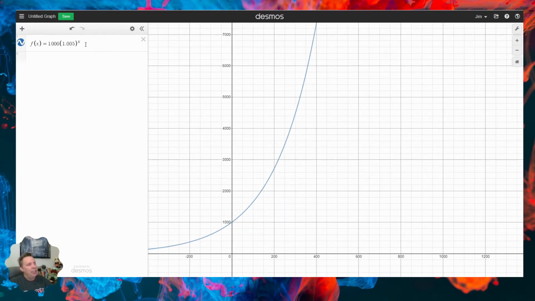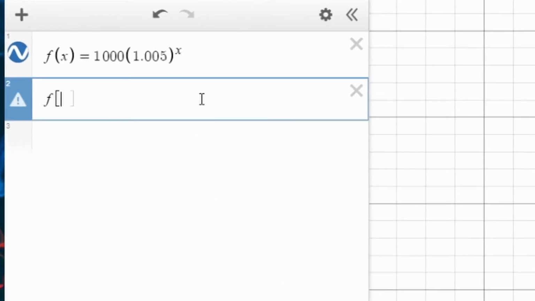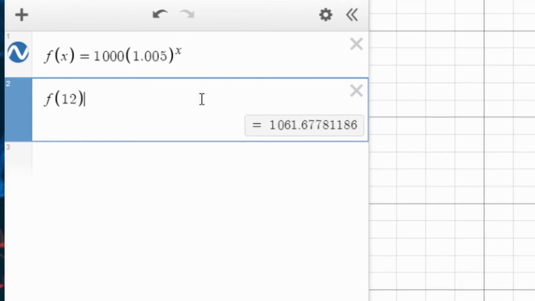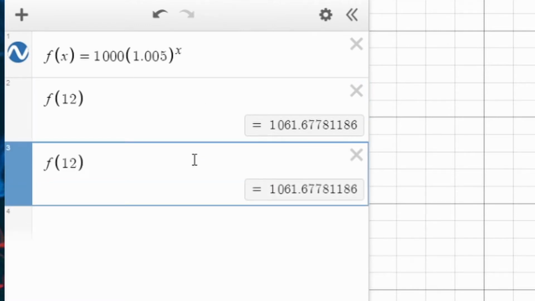So why is this really helpful? One thing I could do is take what happens after 12 months. And it's $1,061 and about 68 cents. I can also figure out what happens in 10 years. Well, I get $1,819 and looks like 40 cents.